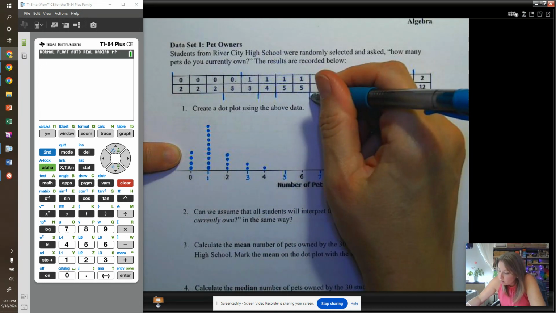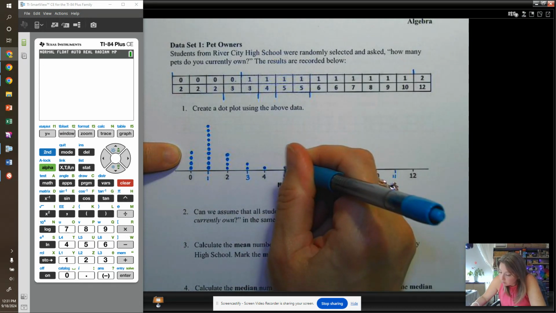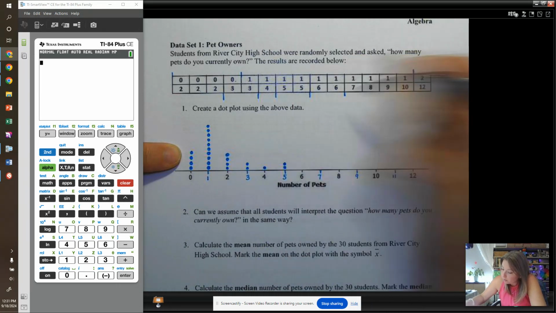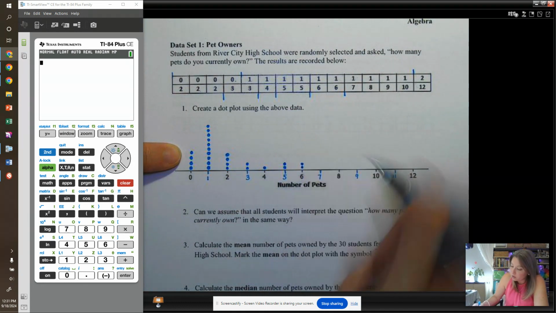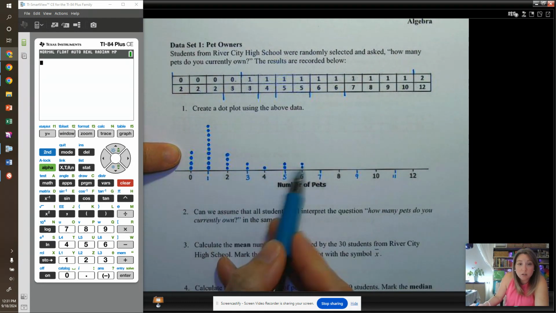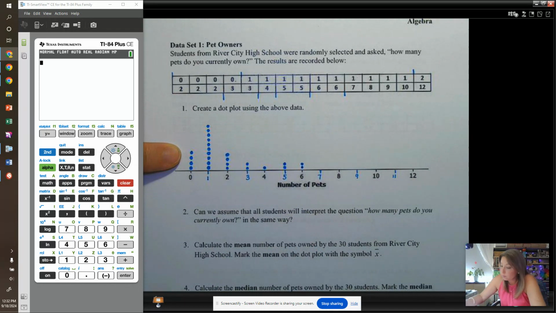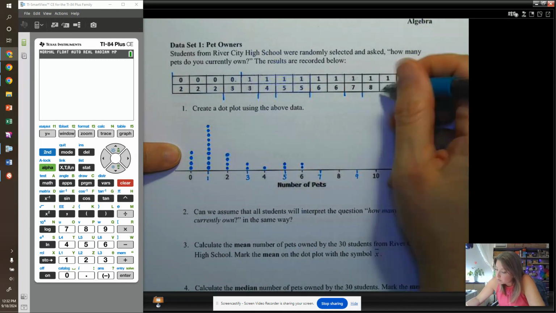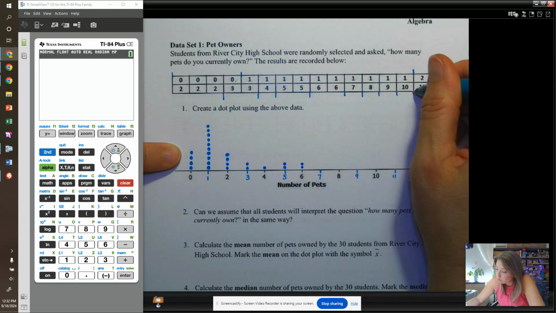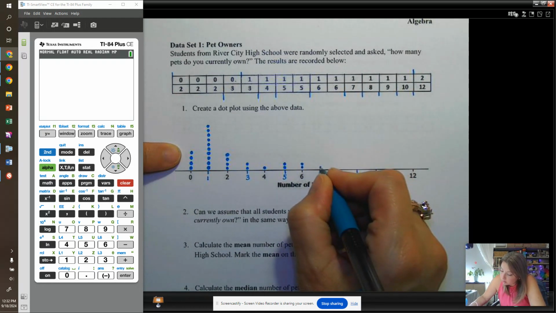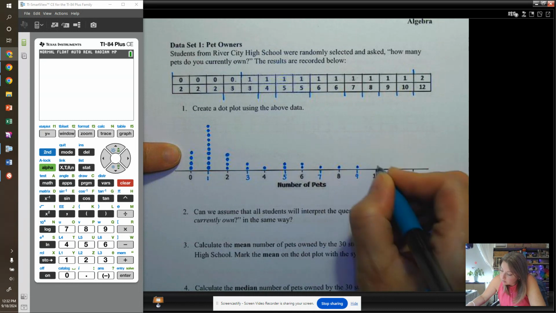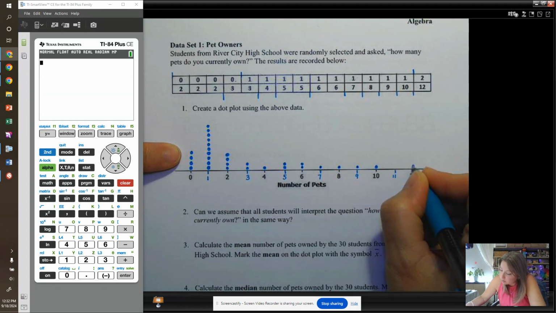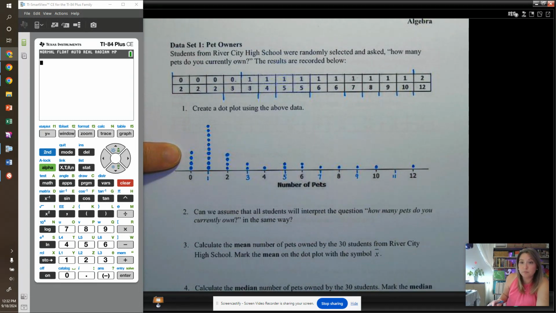Oh, 2 people have 5 pets. 2 people have 6 pets. Lining up horizontally and vertically so we can see across very easily. 1 person has 7 pets. Oh, these last ones are 1 each. Oh, a little tail trail, huh? 9, 10, no 11, and then a 12.